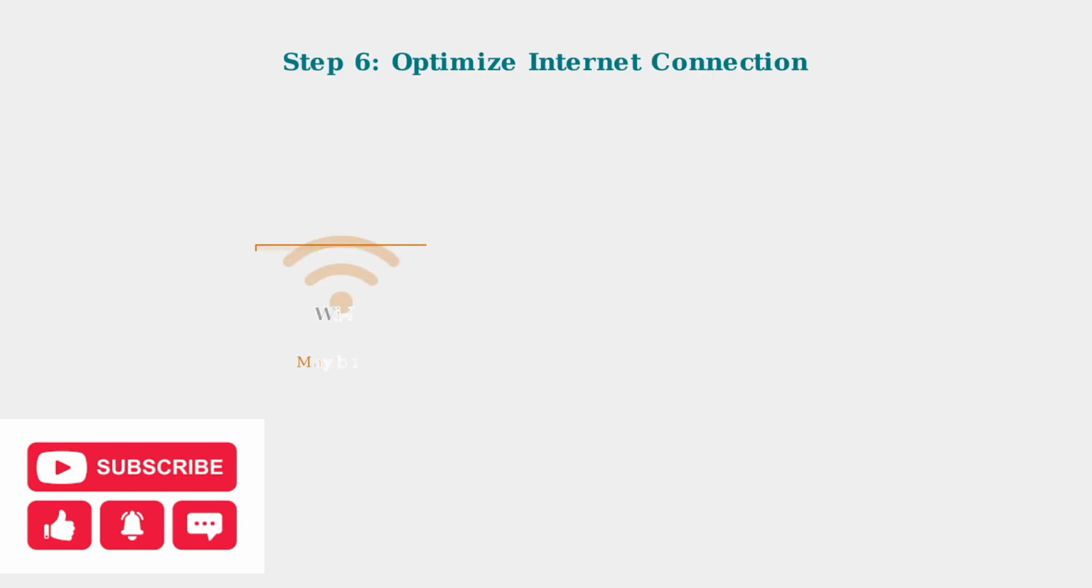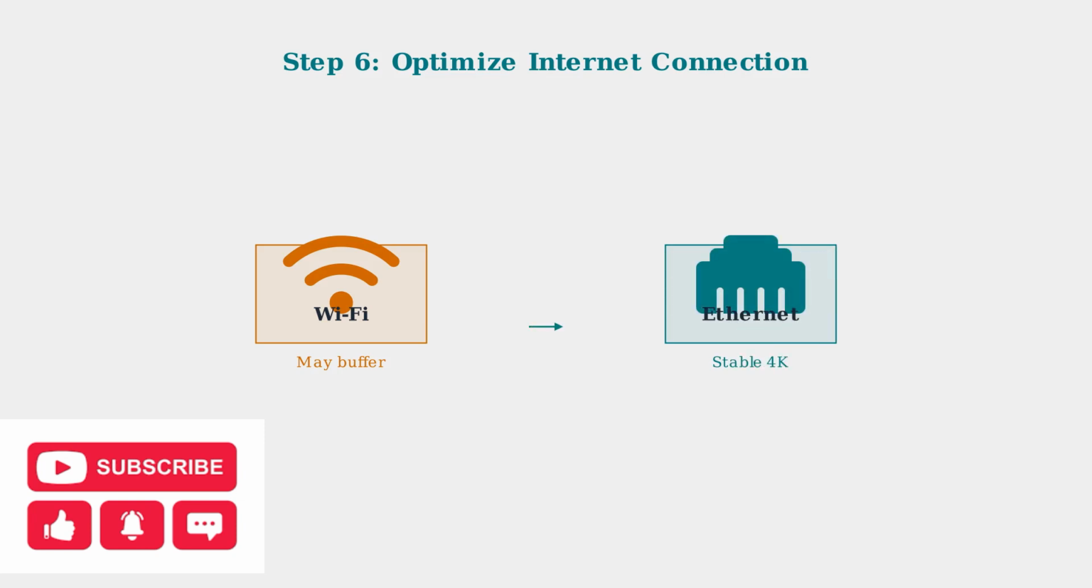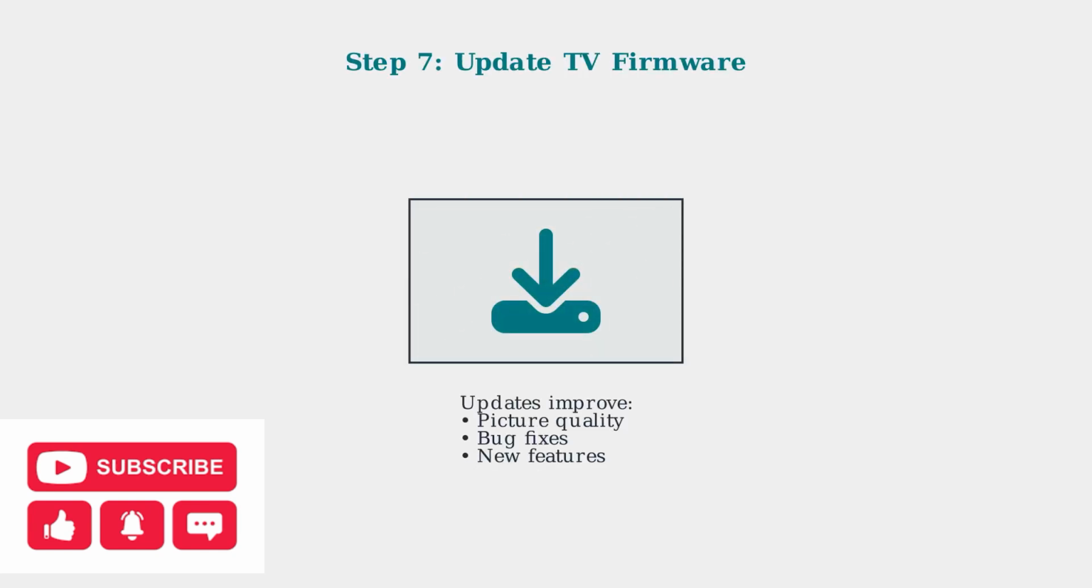For streaming 4K content, ensure you have a stable, high-speed internet connection. If using Wi-Fi, consider switching to an Ethernet cable for a more reliable connection that can handle 4K streaming without buffering. Finally, keep your TV's firmware up to date. Manufacturers regularly release updates that can improve picture quality, fix bugs, and add new features. Check your TV's settings menu for system updates.